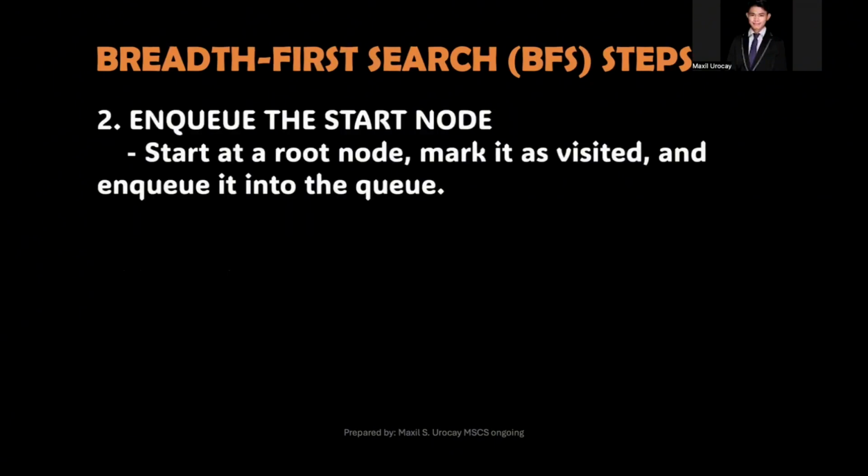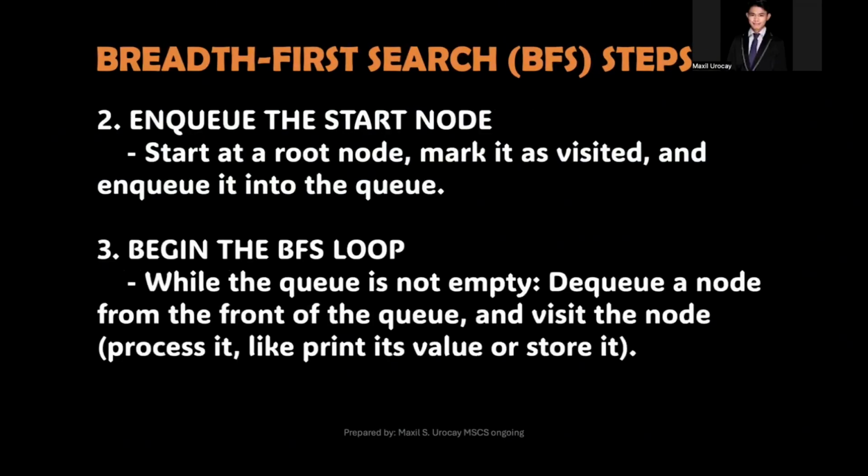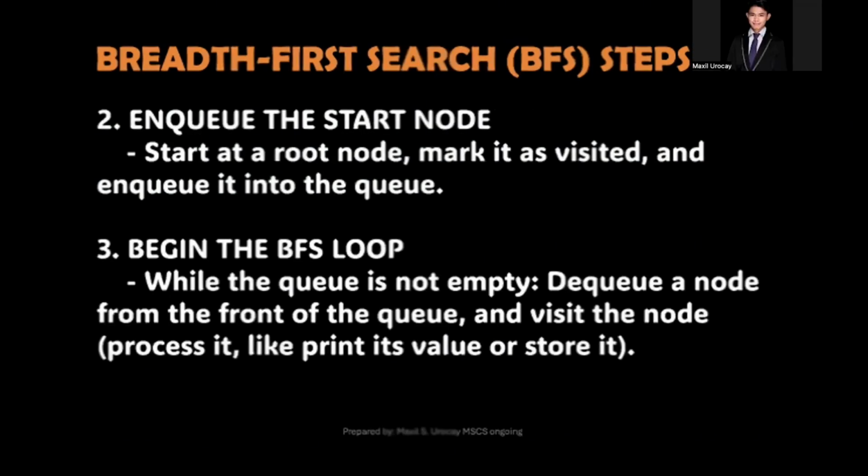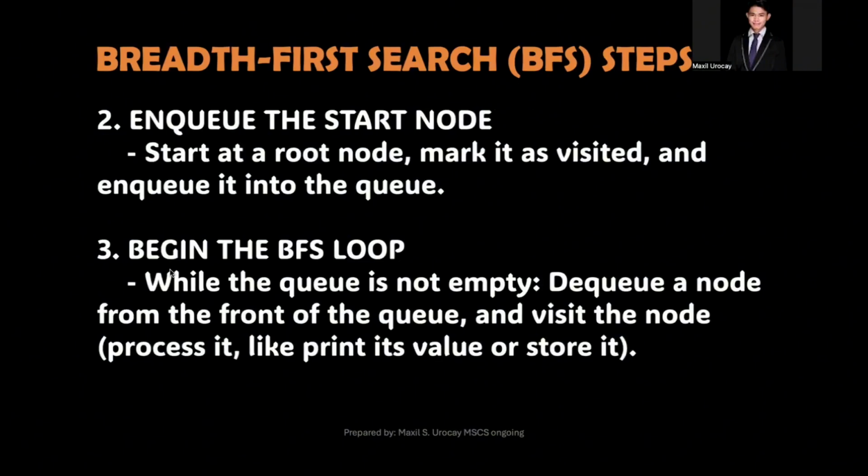After that, start at the root node, mark it as visited, and add it to the queue. So you insert that specific element and check its adjacency. Afterwards, you begin the BFS loop. While the queue is not empty, you dequeue a node from the front of the queue and visit the node, process it, like printing its value or storing it.